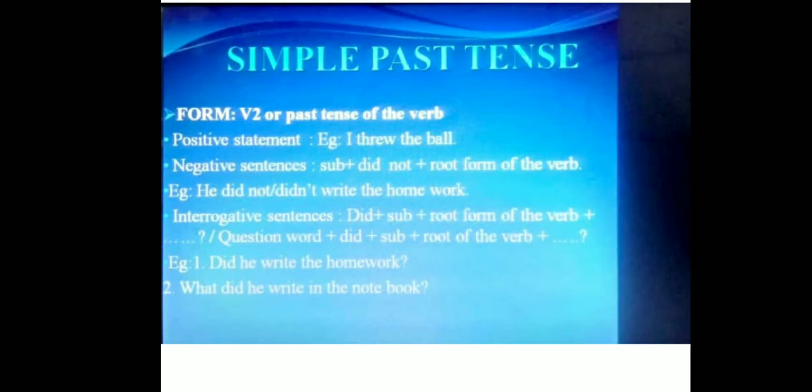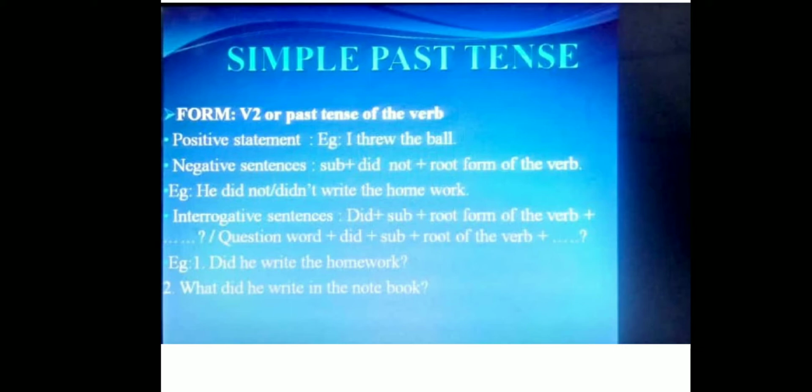You can see on the screen, its form is V2 or past tense of the verb. V2 means verb second form. So here we have to use the past form of the verb, that is V2. For the positive statement, you can see the example, I threw the ball. So threw is the verb which is used under V2. For example, throw, threw, thrown. So V2 we have to use.